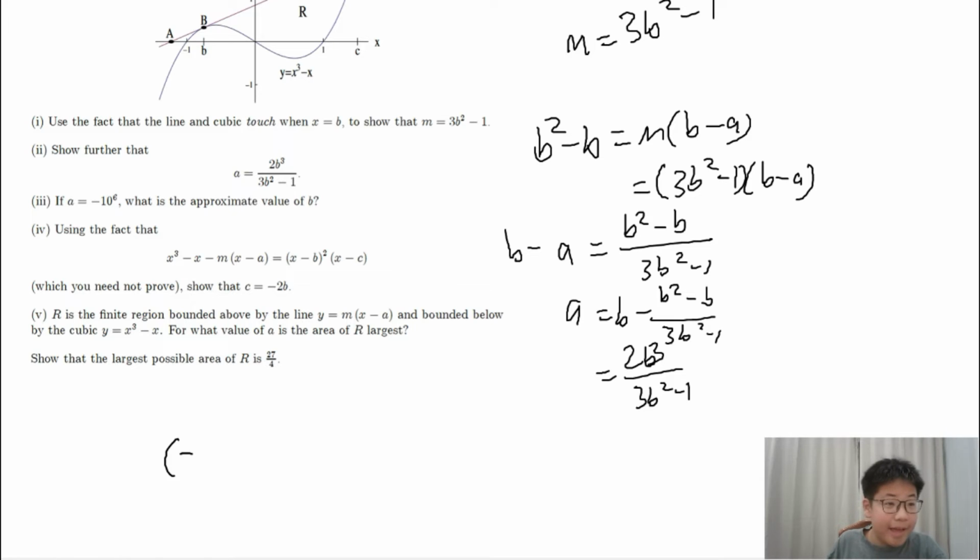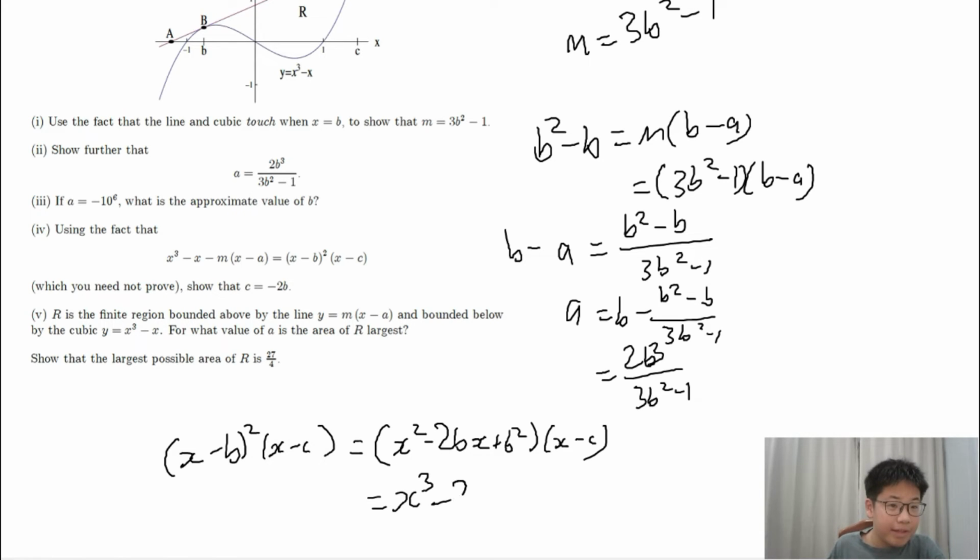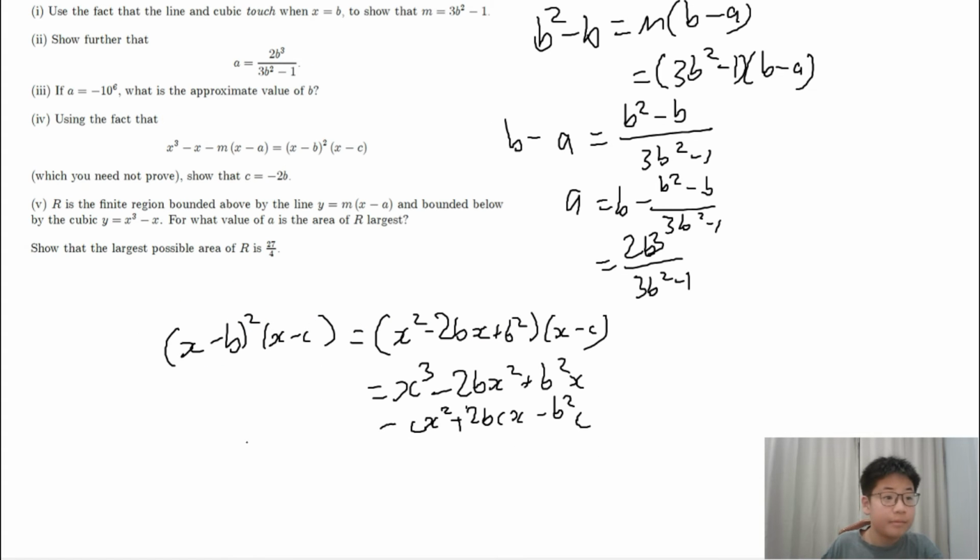So if we expand (x minus b) squared times (x minus c) equals (x squared minus 2bx plus b squared) times (x minus c), which equals x cubed minus 2bx squared plus b squared x minus cx squared plus 2bcx minus b squared c. So now if we compare the coefficients of x squared, we will have 0 equals 2 minus 2b minus c. So this means c equals -2b.